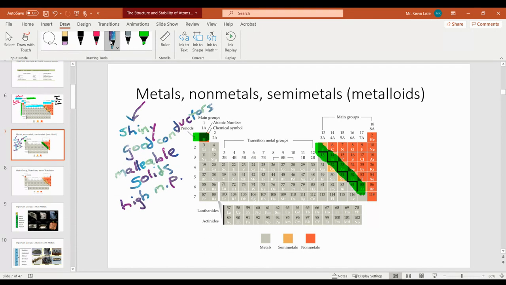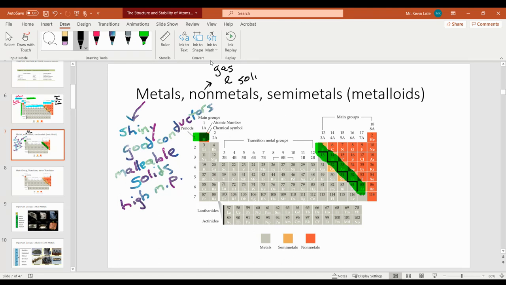So everything that we see on the left-hand side of our staircase, those are metals. Most of the periodic table is made up of metals, and there are relatively few nonmetals on the other side of the staircase. What you see with the nonmetals is a lot more diversity. Instead of just being mostly solids, when we talk about nonmetals, we typically will see that there are gases, there's a liquid in there, and there are solids.